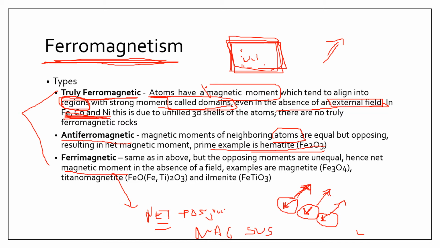Basically, the materials here with the strongest magnetic susceptibility are your truly ferromagnetic materials. But there's no such thing as pure iron, cobalt, or nickel rock. So these things don't exist as rocks. Now, the second strongest ferromagnetic materials are your ferrimagnetic rocks or minerals, which include rocks or pure minerals of magnetite, titanomagnetite, and ilmenite. They have a non-zero magnetic moment, and then the weakest in this group are your anti-ferromagnetic, which have basically zero magnetic moments due to equally opposing dipoles.